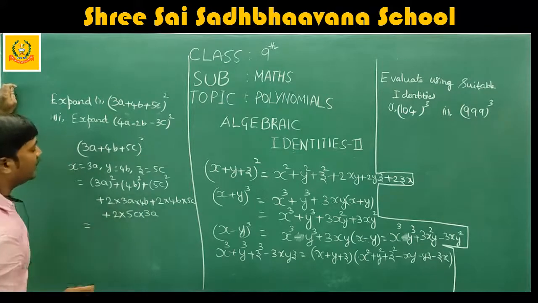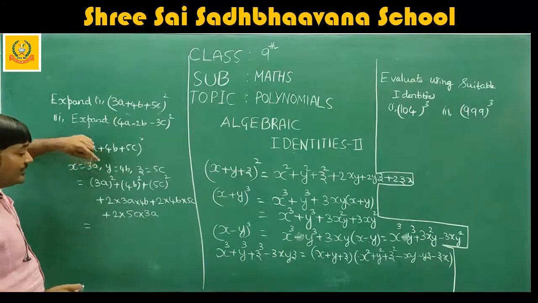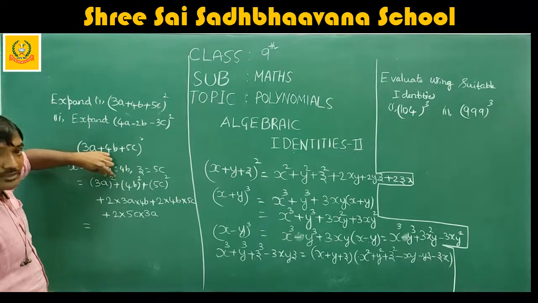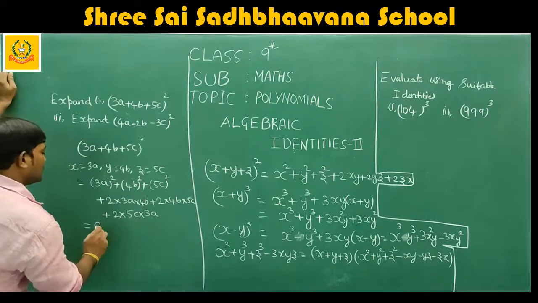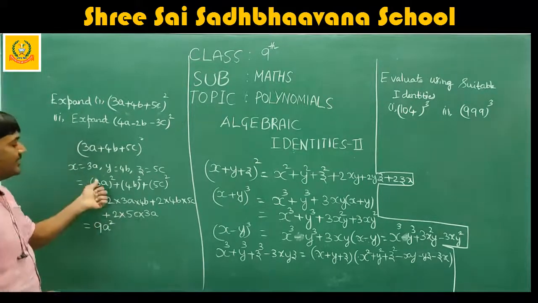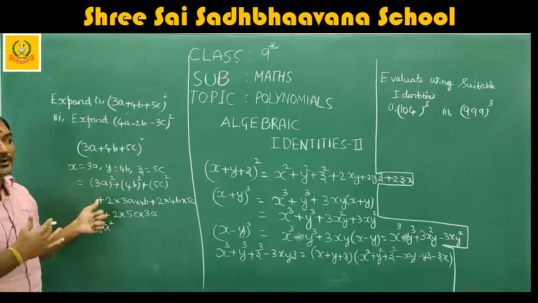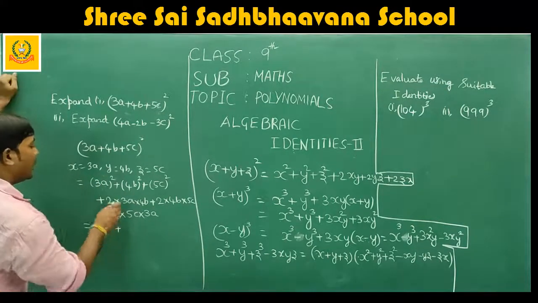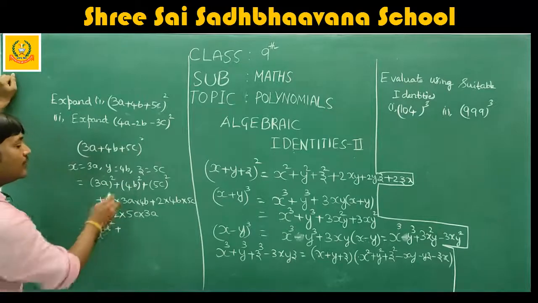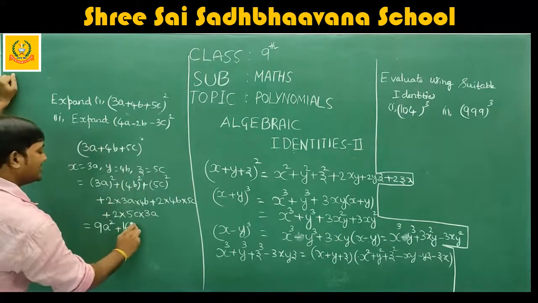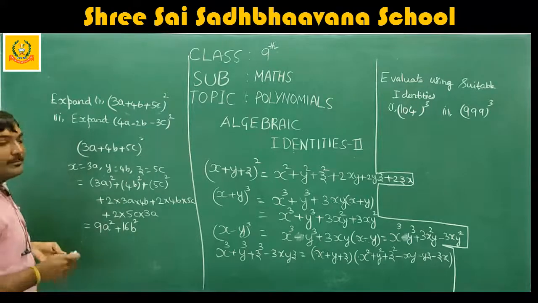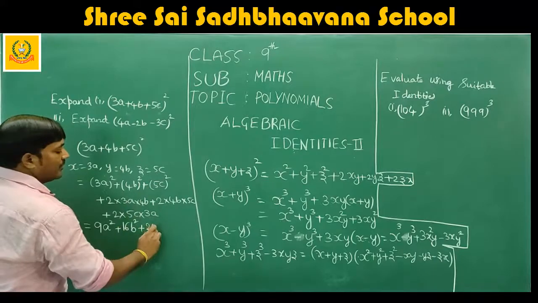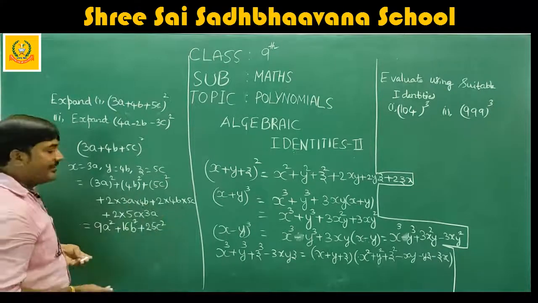So just simplify. What is (3a) whole square? The square belongs to both terms, as you know, so 3a belongs to both. So (3a) whole square gives 9a square, because 3 square, a square. This kind of explanation I did in the last classes also. And (4b) whole square is 4 square, b square, which is 16b square, because 4 also gets squared, b also gets squared. Next, (5c) whole square: 5 square is 25, and c square.